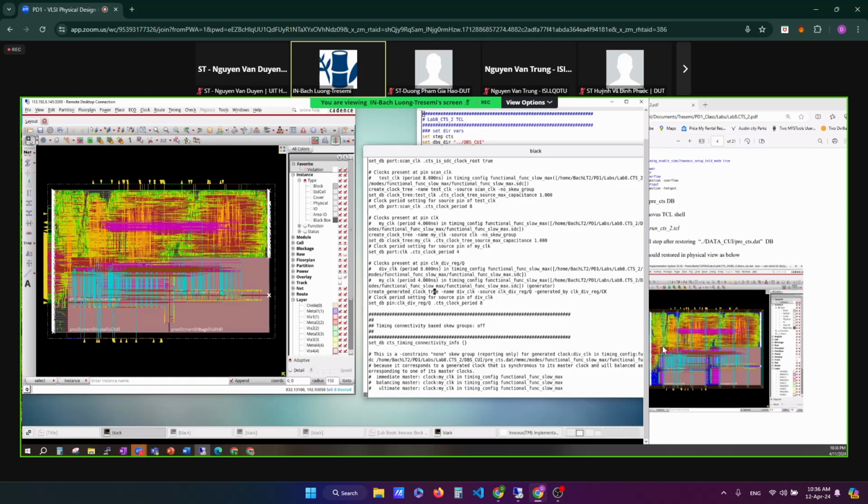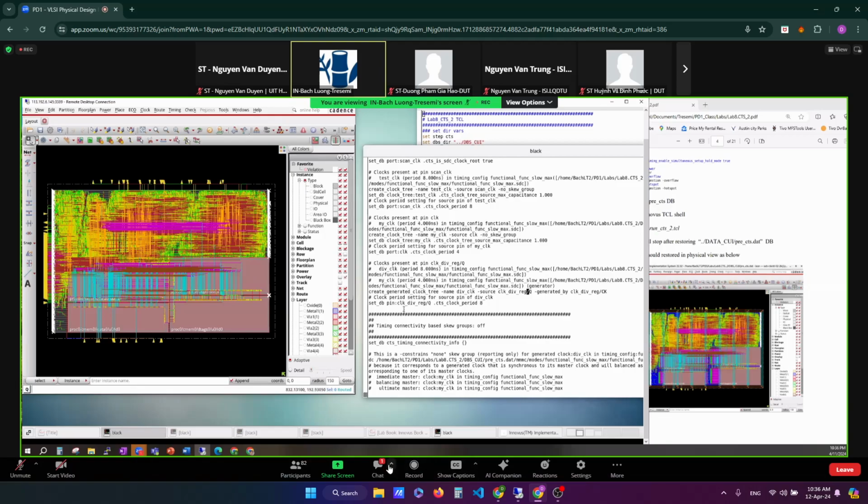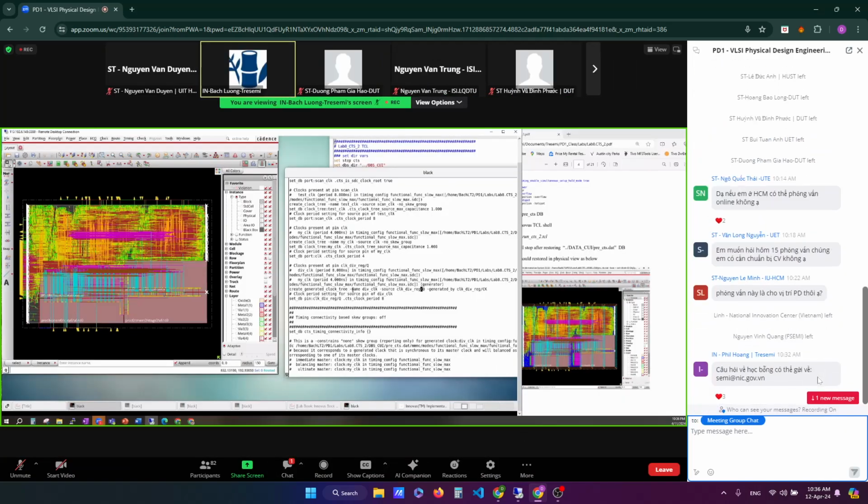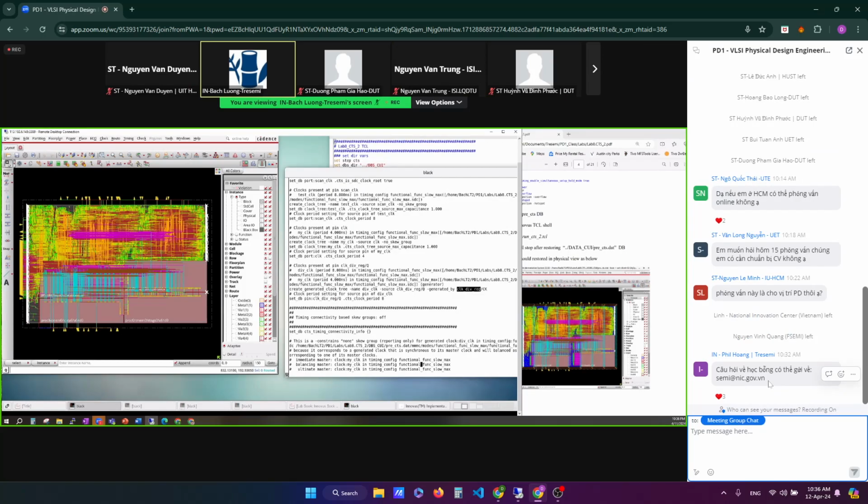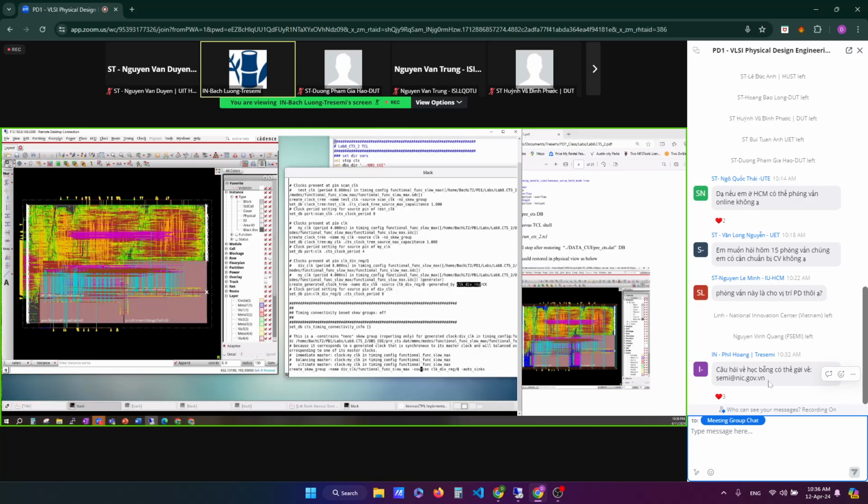Remember we talked about the general clock tree. We have a general clock tree here called division clock, and then the source, and it's generated by this clock, and the clock period is 8. So what is the parent clock? Name division clock, source generated by this. Okay, so this is the main source. Down here, it knows about this.